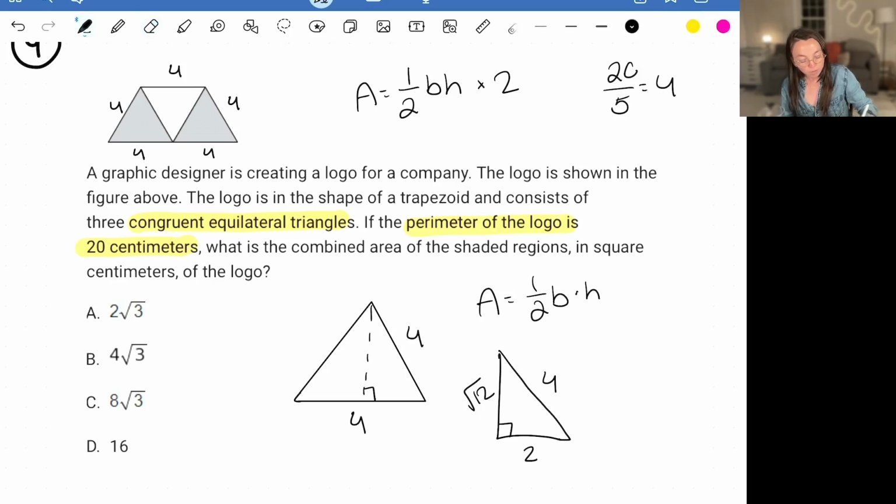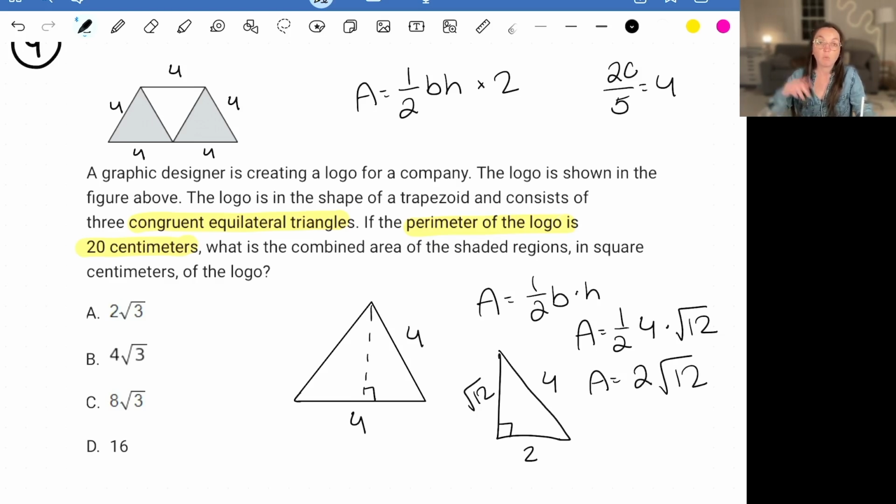So now we have everything for this equation. So we have a equals 1/2. The base of our original equilateral triangle is 4 times the height of square root 12. We're going to simplify this down. 1/2 times 4 is going to be 2. And that's just going to be times square root 12. That's the area of one triangle.